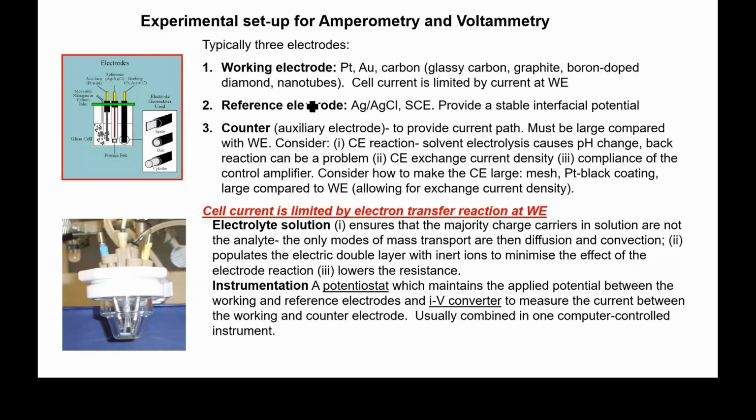Experimental setups, I'm pretty sure, is well known about. Just going to mention counter electrodes, the thing everyone forgets. Two things to bear in mind about counter electrodes. First of all, it needs to be large compared with your working electrode, because we need the current through our cell to be limited by the reaction at the working electrode. And remember, what's happening at the counter electrode is typically solvent electrolysis. So we're typically going to be decomposing the solvent, either reducing it or oxidizing it.